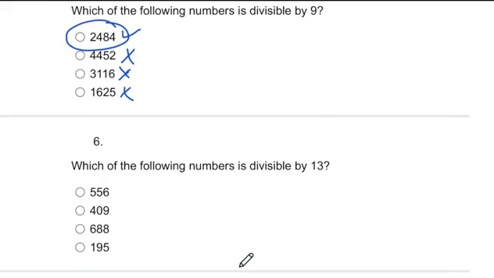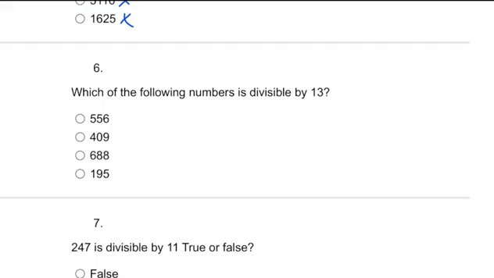So number 6. Which of the following numbers is divisible by 13? The rule I gave you is this: you pick the last digit and multiply by 4. When you multiply by 4, you now add the answer to the rest of the number that you have there. So let's pick the first one. 6 times 4 gives 24. That is 24 plus 55.